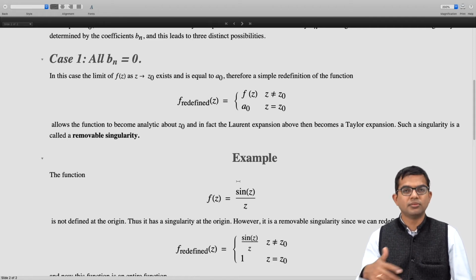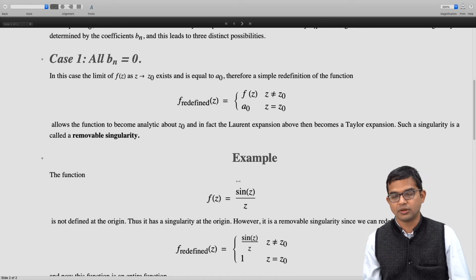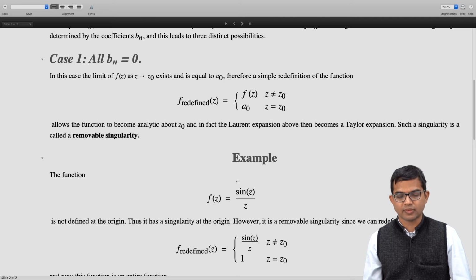And this is the same regardless of which direction you approach it from. So it's continuous, and in fact this is analytic everywhere. You have a well-defined Taylor series at all points, and so this is an entire function.